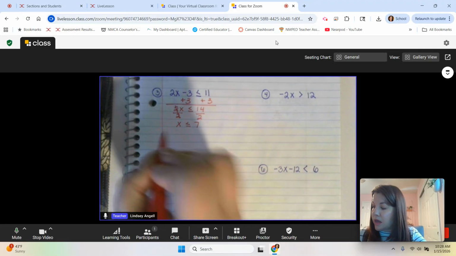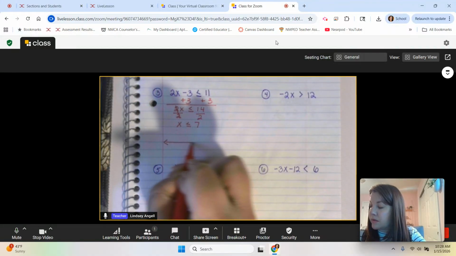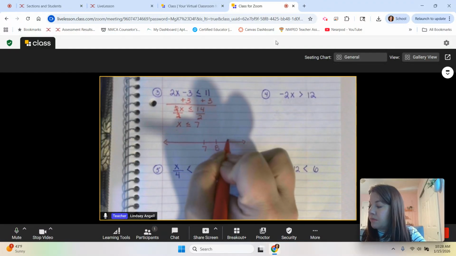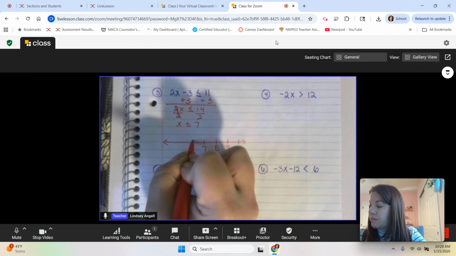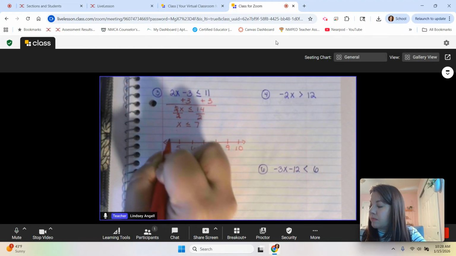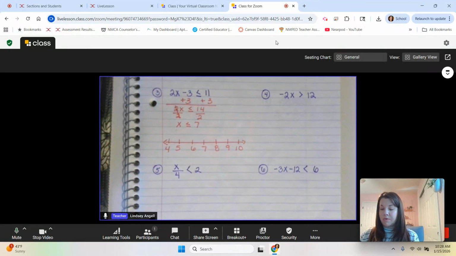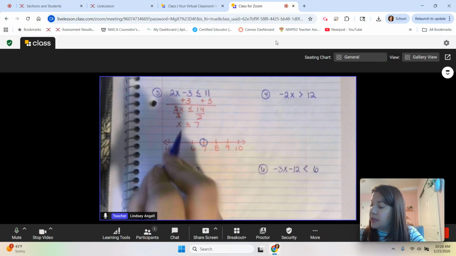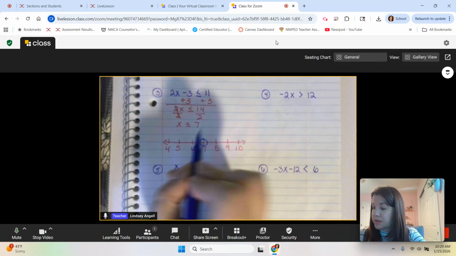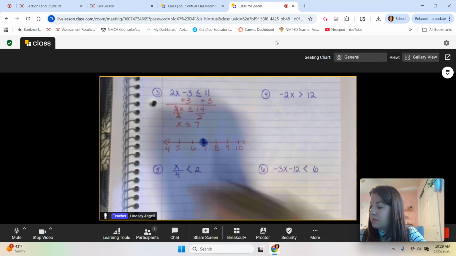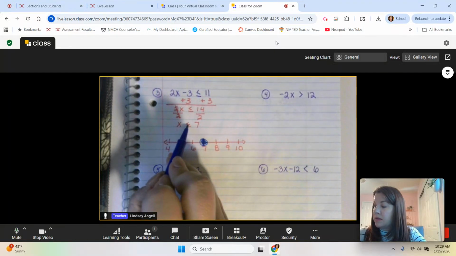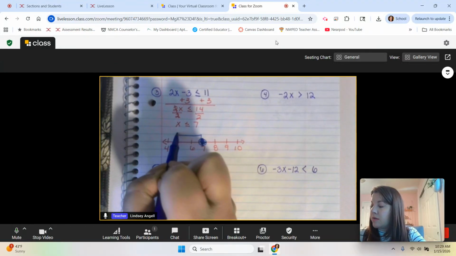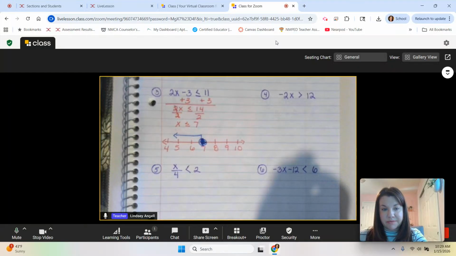Okay, on our graph, put 7 in the middle. Okay, I'm going to circle the 7, that's where my graph starts. I do have a less than or equal to symbol, so I'm going to color in my circle. And it's a less than, so that means it needs to match the left side of the graph, with the arrow pointing to the left.